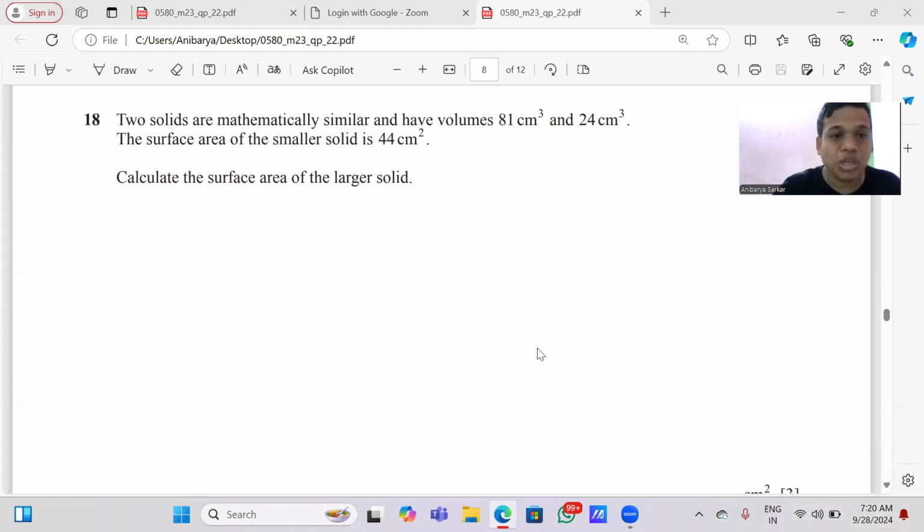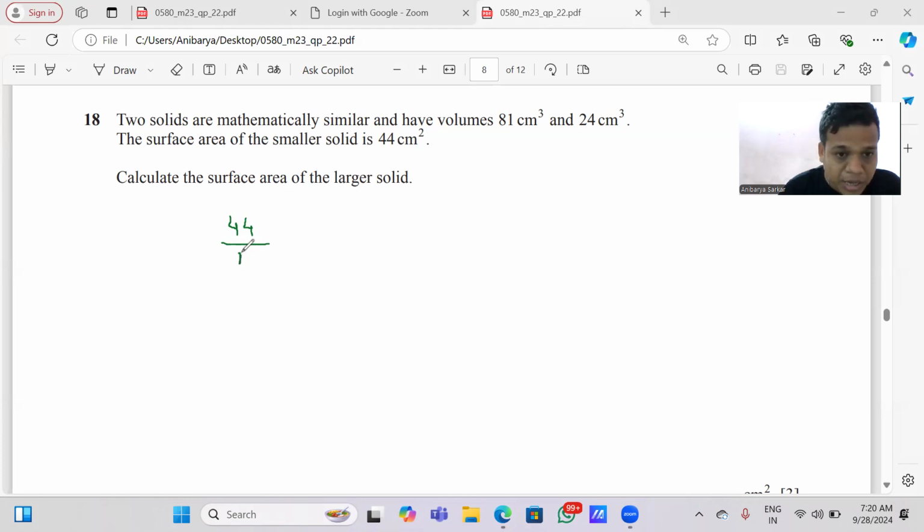Question number 18: two solids are mathematically similar and have volumes 81 and 24. The surface area of the smaller solid is 44. Calculate the surface area of the larger solid. So how do we solve it? 44 is the surface area of the smaller solid, so I am writing here 44. Then they asked us to calculate the surface area of the larger solid.